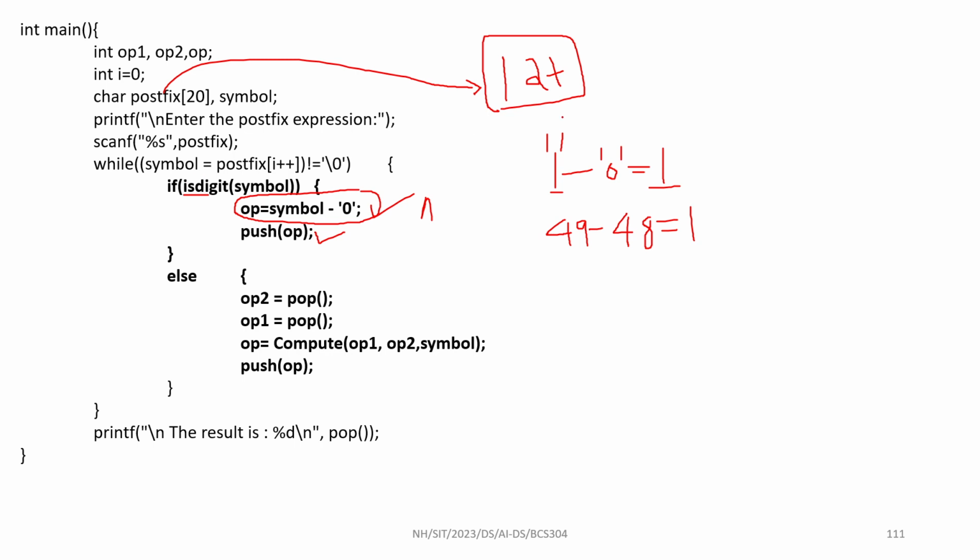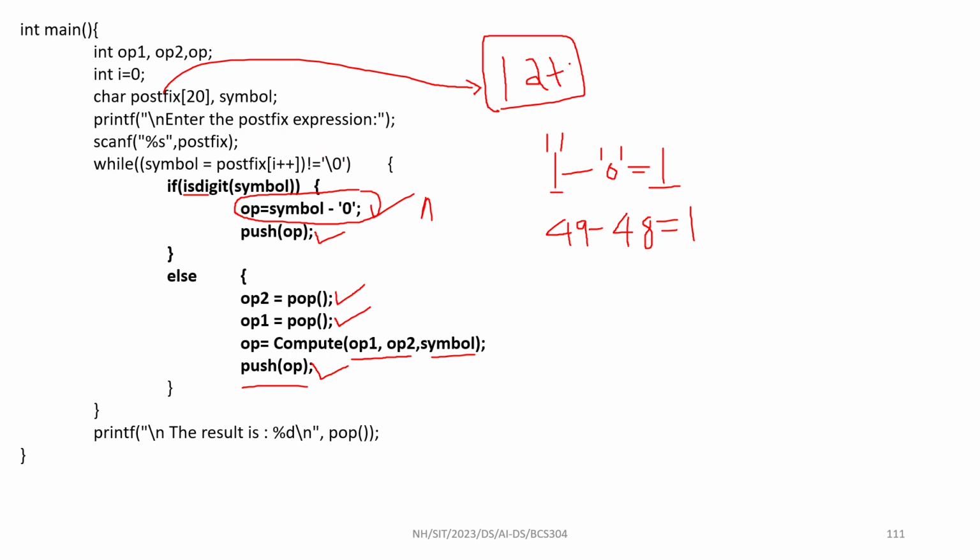Suppose it is not a digit, it is an operator. What to do? You have to pop two symbols. The topmost symbol becomes operand 2. Below it is operand 1. We now have OP2 and OP1. Call that function to perform the operation. You are sending OP1 and OP2 to the function along with the symbol. If the symbol is plus, the addition of the two operands will be returned and stored here. Return it. The returned value, the intermediate answer, you have to push onto the stack.